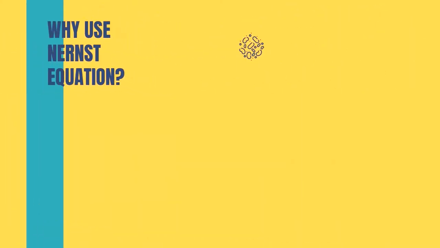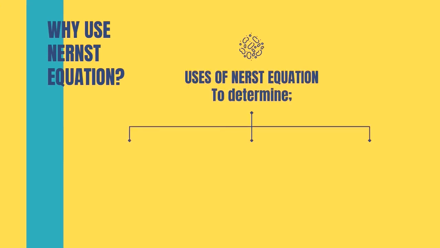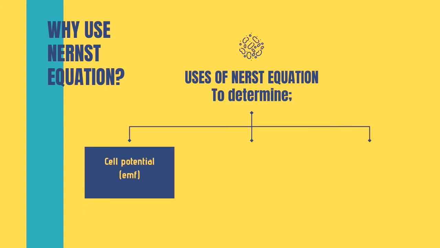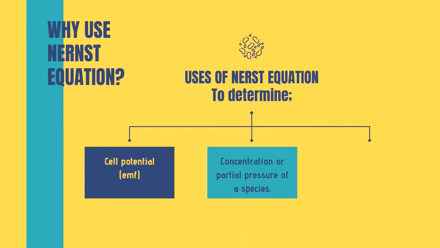Why use the Nernst equation? There are three uses of the Nernst equation. It is to determine cell potential or EMF, to determine the concentration or partial pressure of a species, and to determine the equilibrium constant K when E cell equals 0.